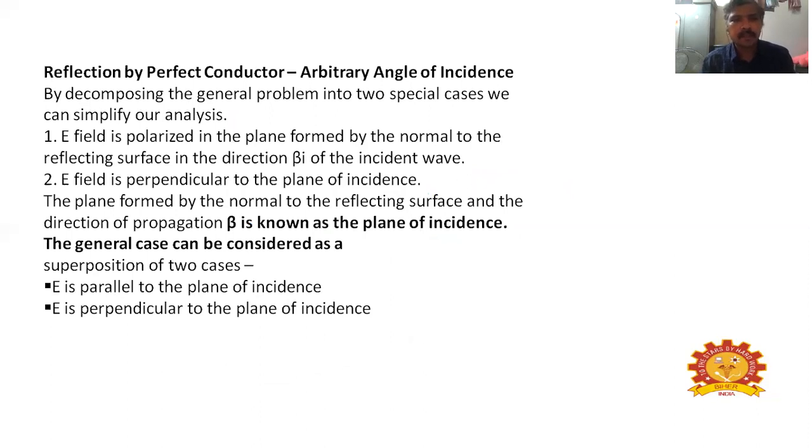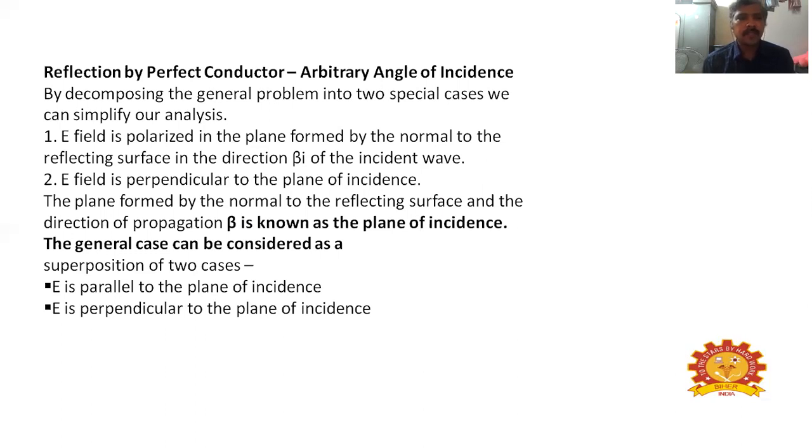Reflection by a perfect conductor, arbitrary angle of incidence. So what is the reflection by a perfect conductor? By decomposing the general problem into two special cases, we can simplify our analysis. Number one, the E field, that is the electric field, is polarized in the plane formed by the normal to the reflecting surface and the direction beta i of the incident wave.